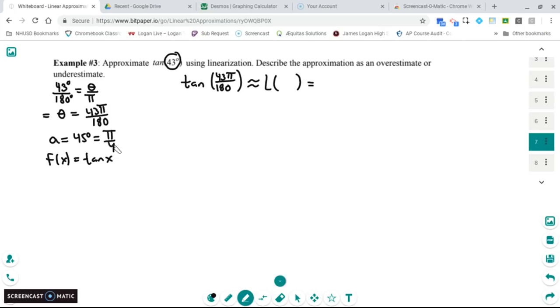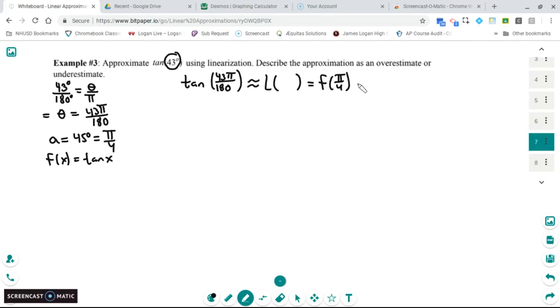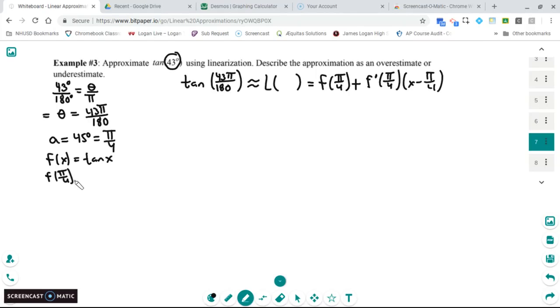And I'm going to now calculate. So I need to do f of pi over 4 plus f prime at pi over 4 times x minus pi over 4. That's going to be my tangent line. All right, so f of pi over 4. So that's tangent of pi over 4. Tangent of pi over 4 is 1. Okay, so that part is done.